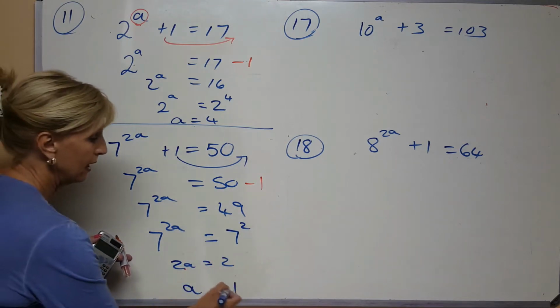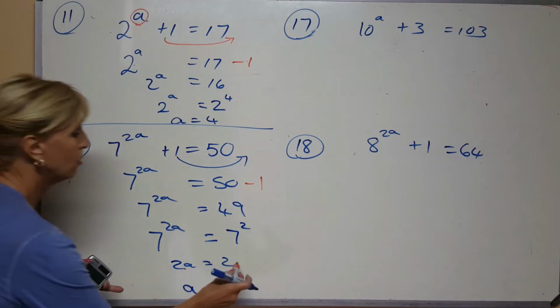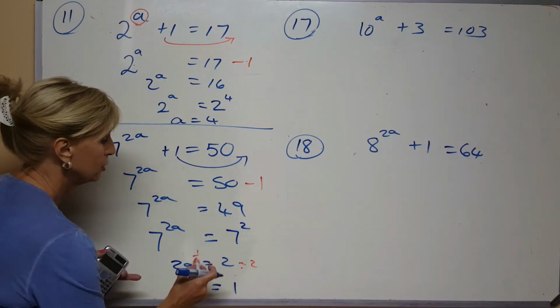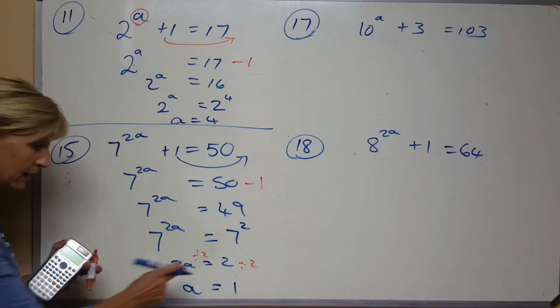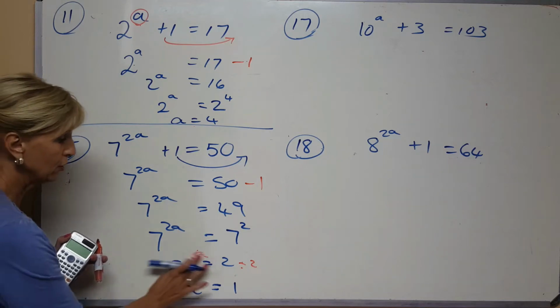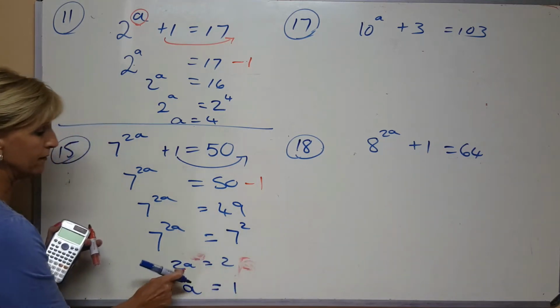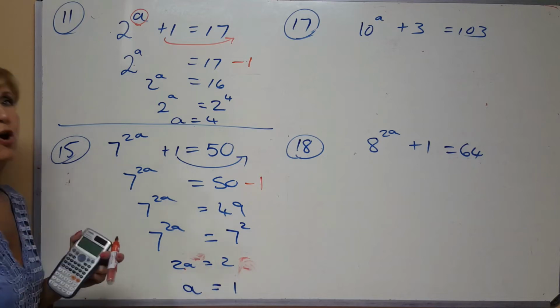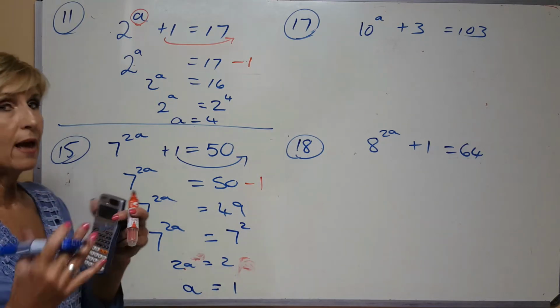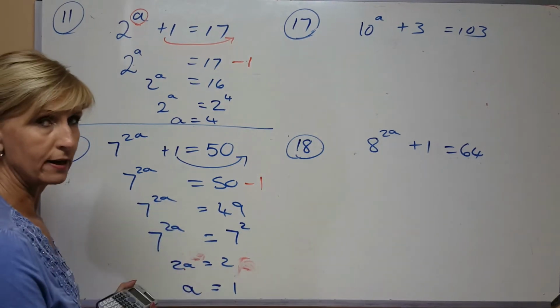Jy deel met 2 en kry 1. Wat het jy vir gedoen? Al twee kante gedeel deur 2. Do I have to show that I've divided it by 2? No, you don't have to. You can leave that away and just show me divide by 2 is 1A, divide by 2 is 1. Jy mag het so doen. We have alternative ways of writing.